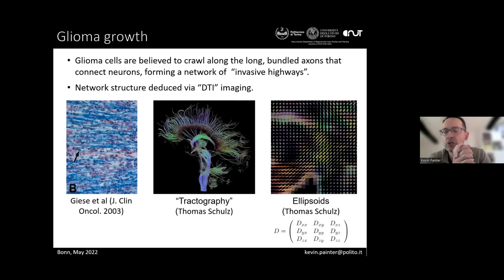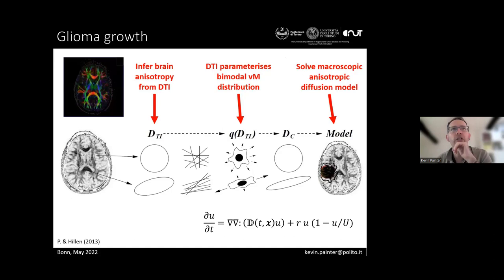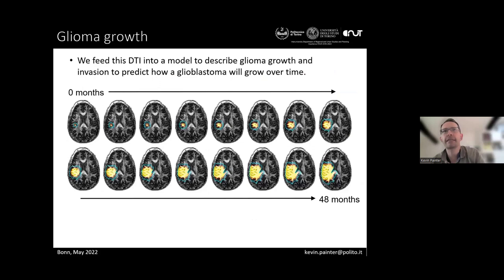So the way we looked at this a few years ago now, actually, is basically to take that brain anisotropy that you get from DTI, use the information from that to characterize your bimodal von Mises distribution, generate that macroscopic diffusion equation, and then solve that to get a prediction of how the tumor is growing. And by simulating over a period, you get some sort of picture that's hopefully describing the anisotropic spread of a tumor.